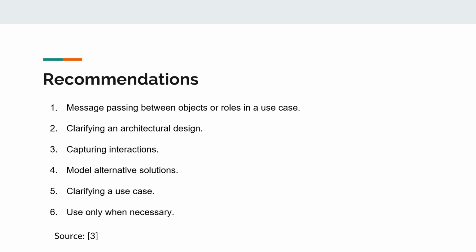Here are a few recommendations as to when a communication diagram would be appropriate. 1. When you want to model message passing between objects or roles in a use case. 2. When a model would clarify the design of an architectural design system. 3. When you'd need to capture certain interactions, such as message passing between objects and roles in a use case. 4. When you'd want to model multiple alternative solutions to a particular use case. 5. When you'd want to further define and clarify objects, attributes, and activities of a certain use case. 6. Use a communication diagram only when it is necessary or beneficial to your purpose. Avoid overkill.